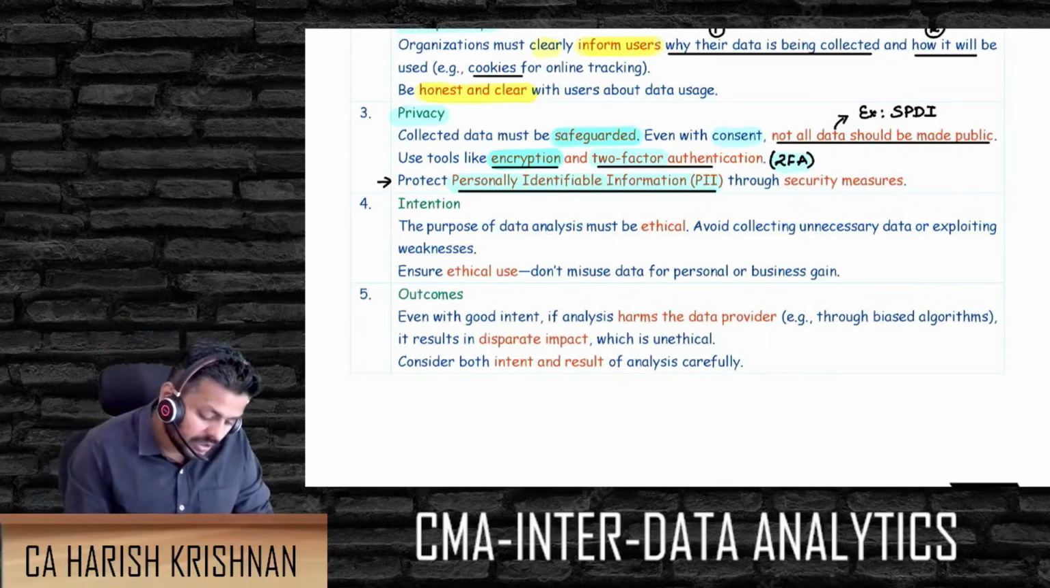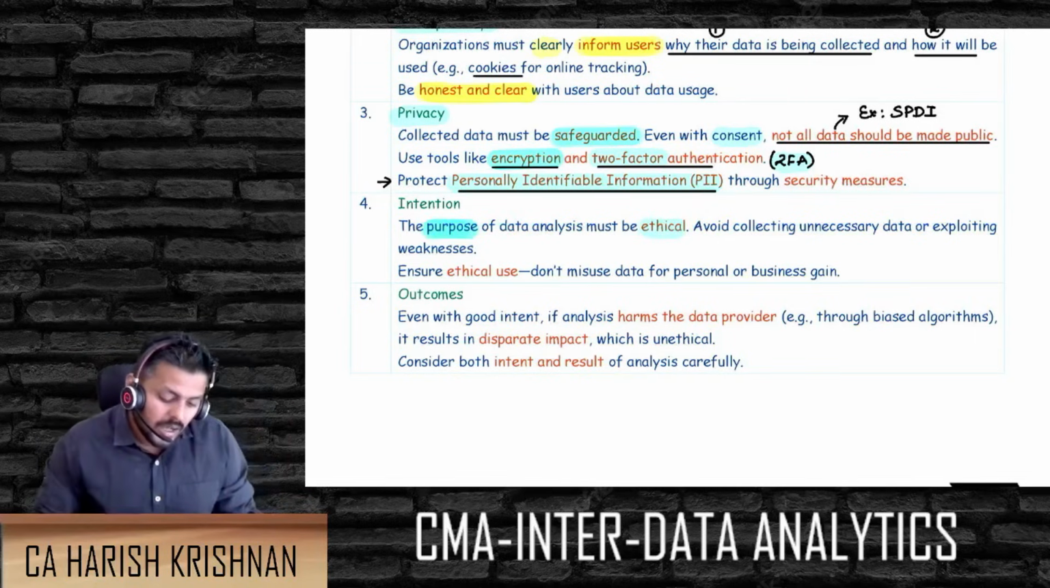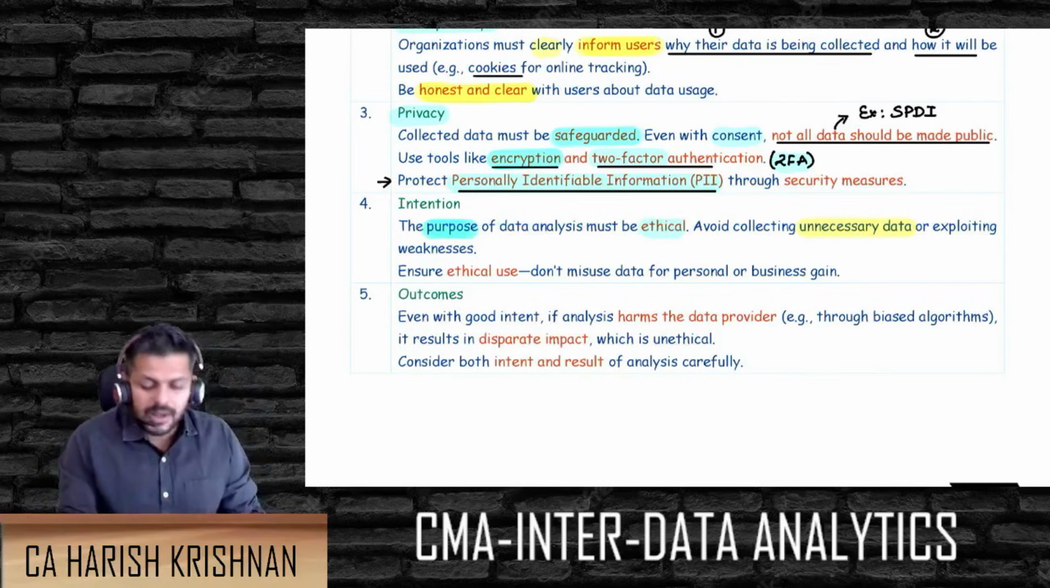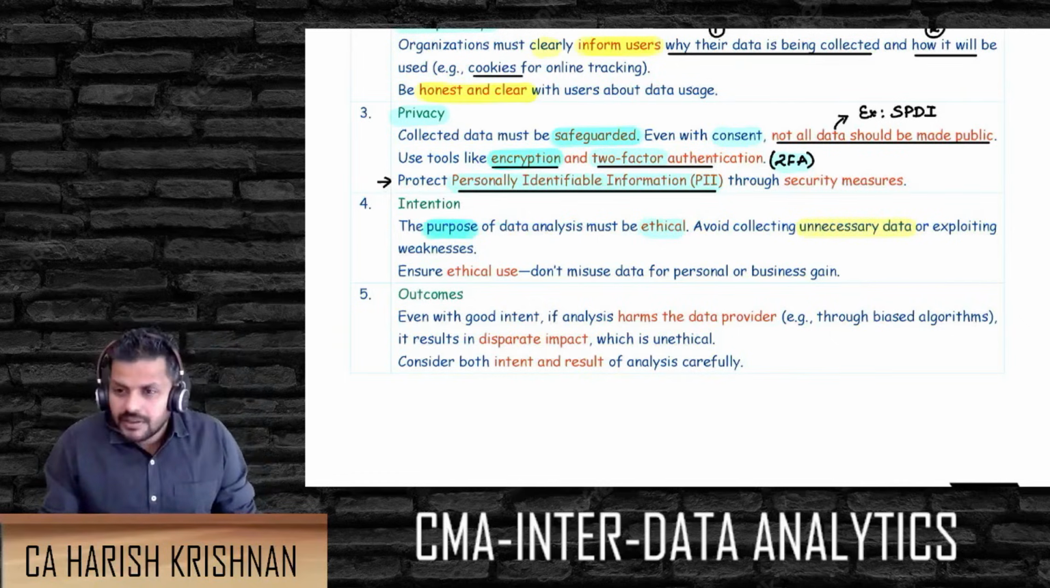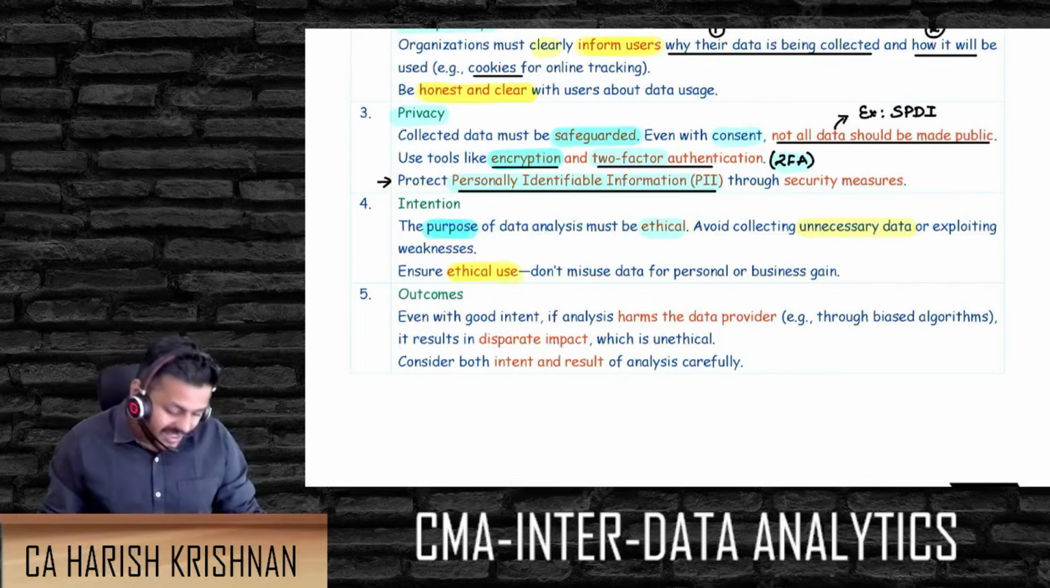Then intention, the purpose of data analysis: why you are collecting, the purpose must be ethical. Avoid collecting unnecessary data or exploiting weakness. Ensure the ethical use. Don't misuse the data for any personal or business gain.